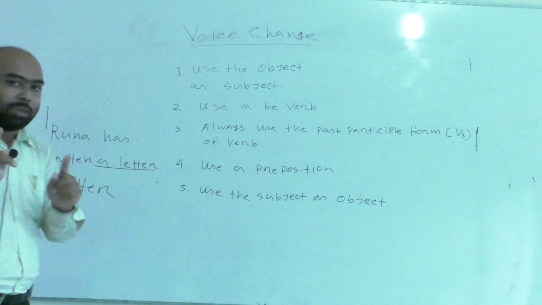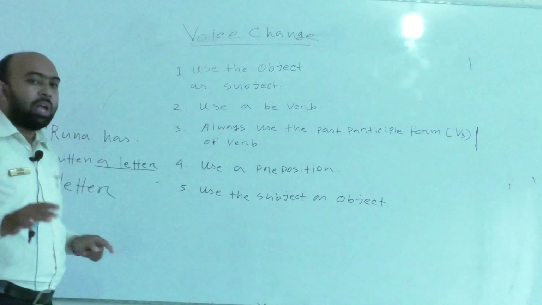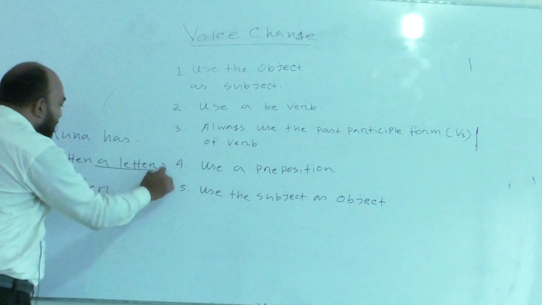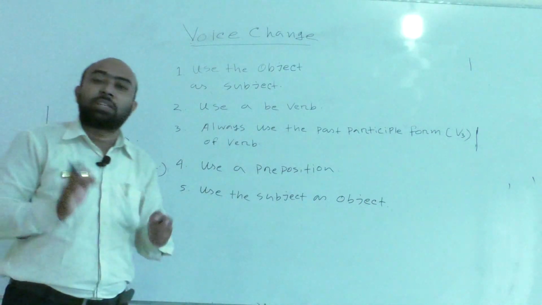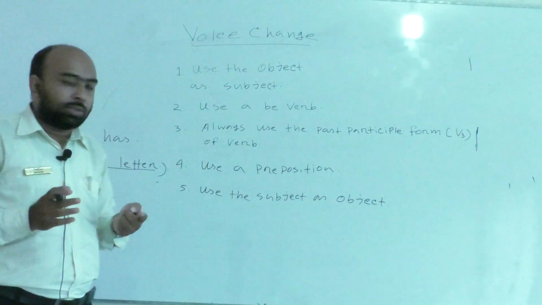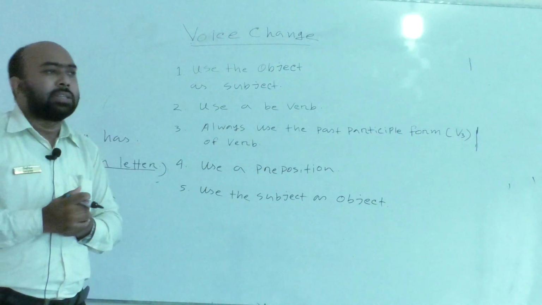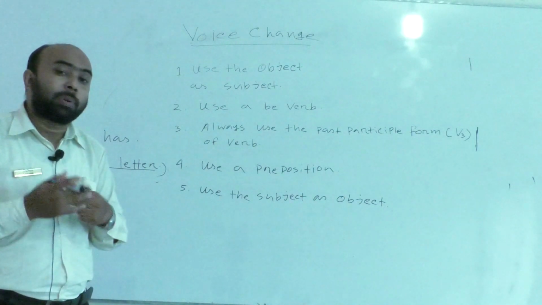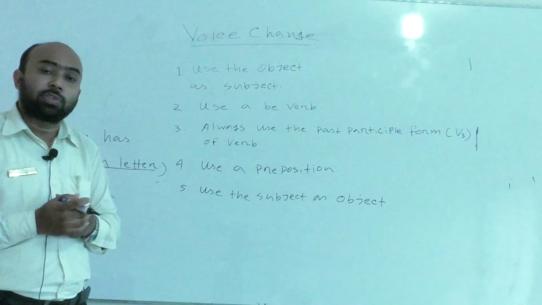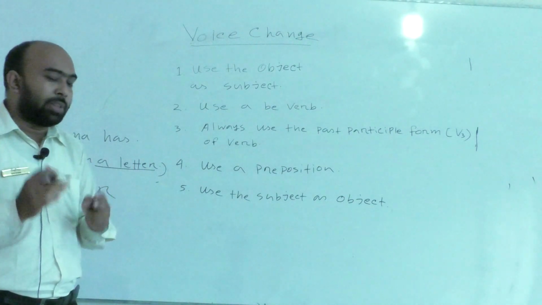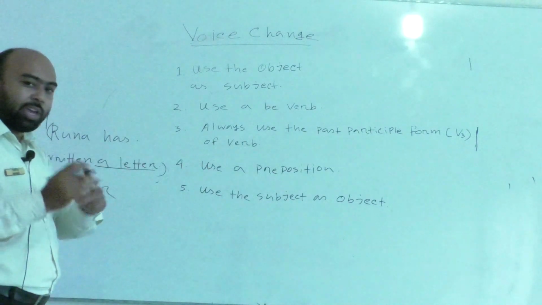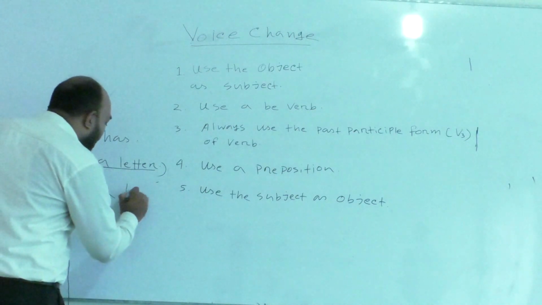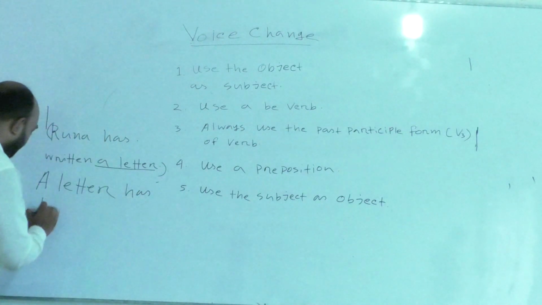Then the main thing is to use a be verb. I'm thinking about which tense it is written in. I see this one has been written in present perfect tense. So what is the next tense? The next tense is present perfect continuous tense. So what are the be verbs of present perfect continuous tense? Have been or has been. That's why I should use have been or has been. Since a letter is third person singular, I should write has been.